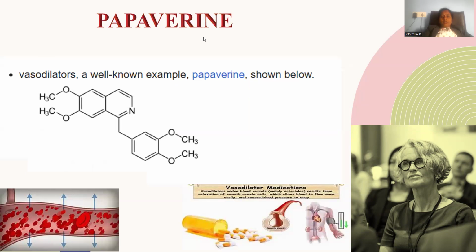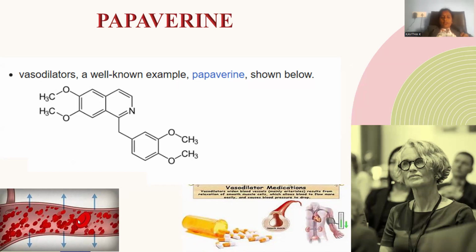Papaverine is a kind of natural alkaloid, a most familiar compound to take into consideration. Isoquinoline is the core compound located with the benzene ring. A benzyl group is located at position number 1, and polymethoxy groups are present here: 2 methoxy groups on the isoquinoline and 2 methoxy groups on the benzene ring as well. And this is a very well-known vasodilator.